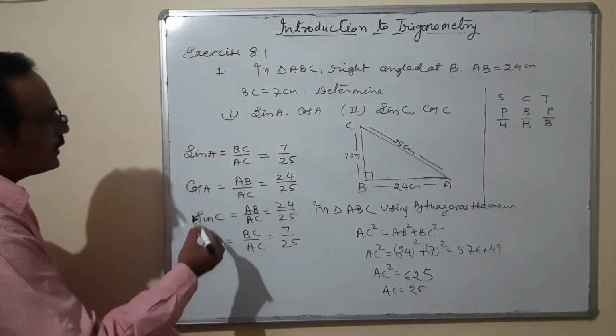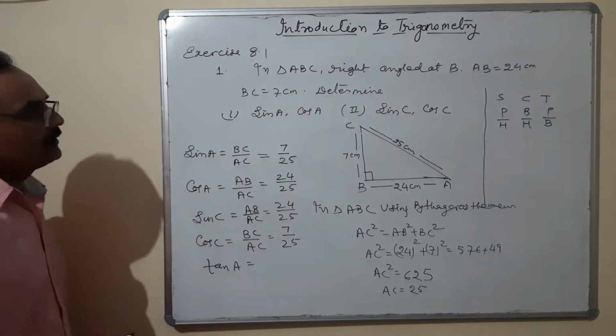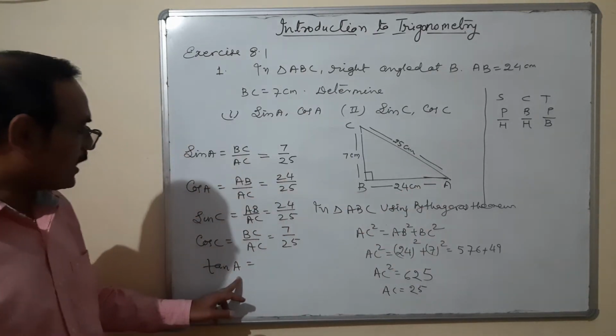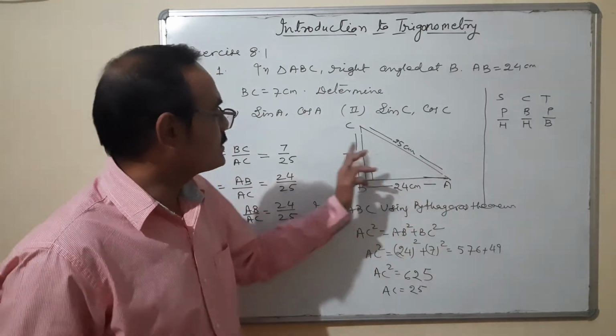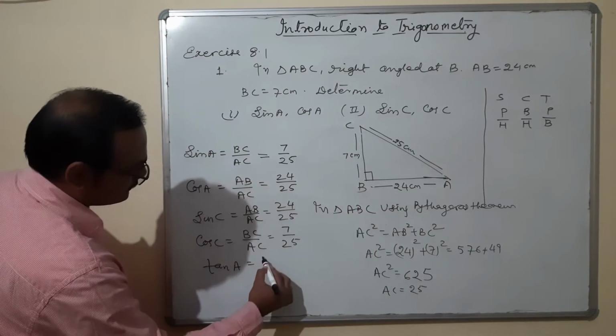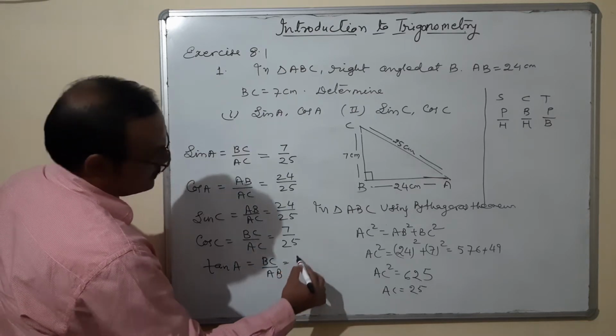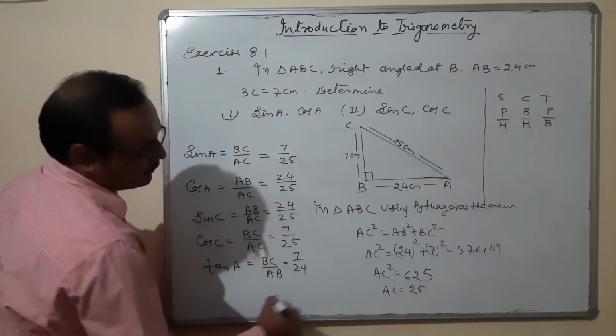Suppose I want to find the value of tan A. What is tan A? Opposite of A is always the perpendicular. So this is the perpendicular, and this is the base. That means BC upon AB. And what is BC? 7 upon AB, which is 24.